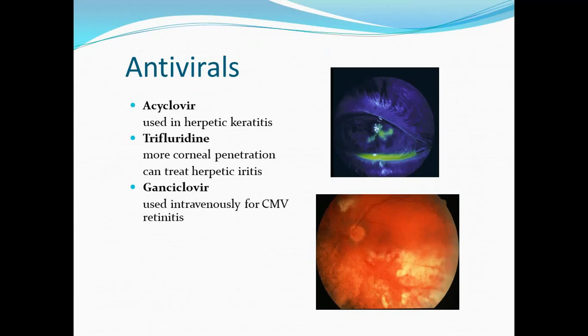Next is antivirals. Amongst these, the most common antiviral drug is acyclovir, which is used in herpetic keratitis. The other drug is ganciclovir, which is used intravenously for CMV or cytomegalovirus retinitis. And trifluridine is also used for herpetic keratitis and herpetic iritis. It is said to have more corneal penetration. The commonest drugs which are used are acyclovir and ganciclovir.